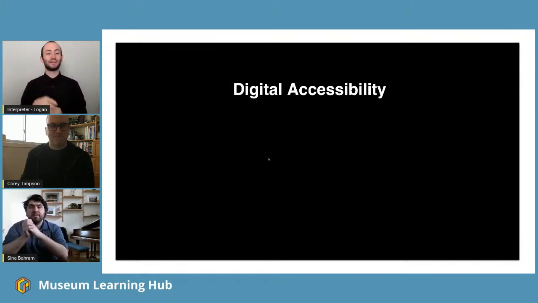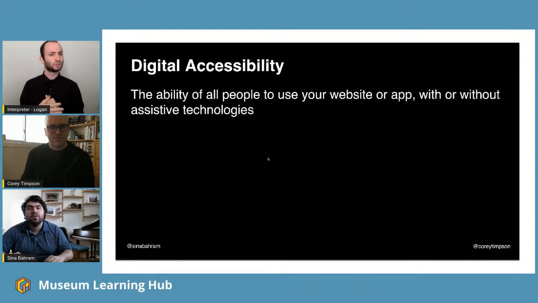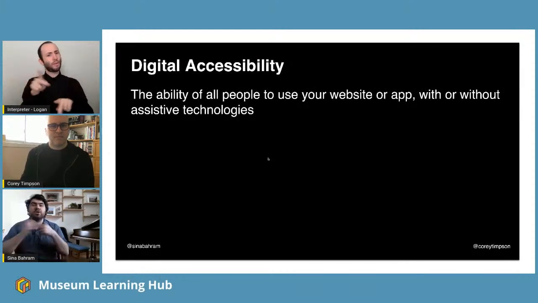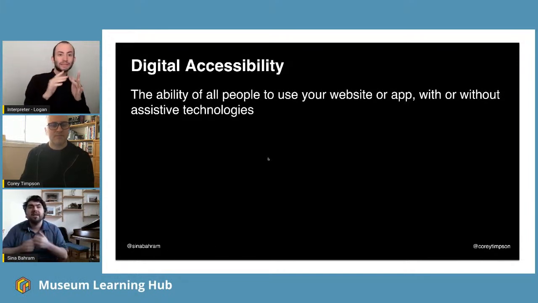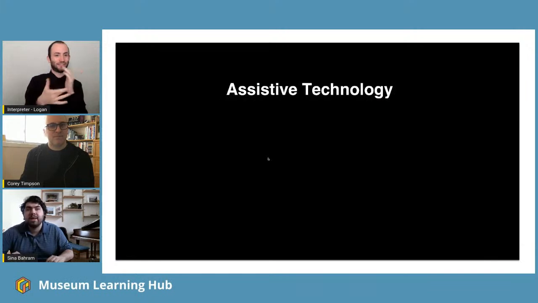So digital accessibility, right? What do we mean when we're talking about digital accessibility? One working definition that we can use is the ability of all people to use a website, an app, digital interactive, a kiosk, any digital product, with or without assistive technologies, right? So what are assistive technologies? What do we mean by that?